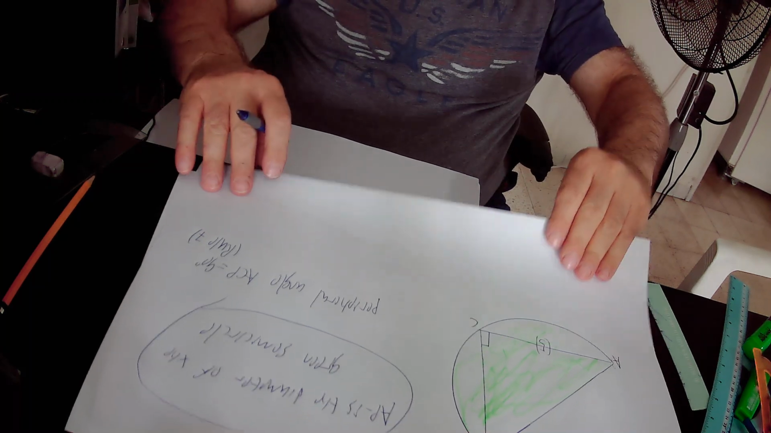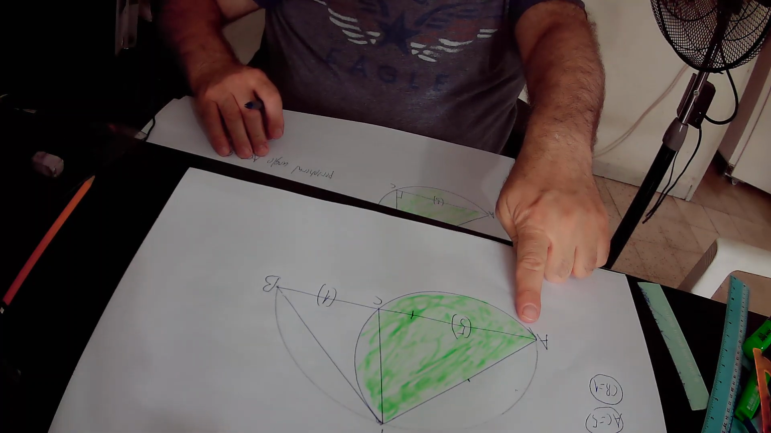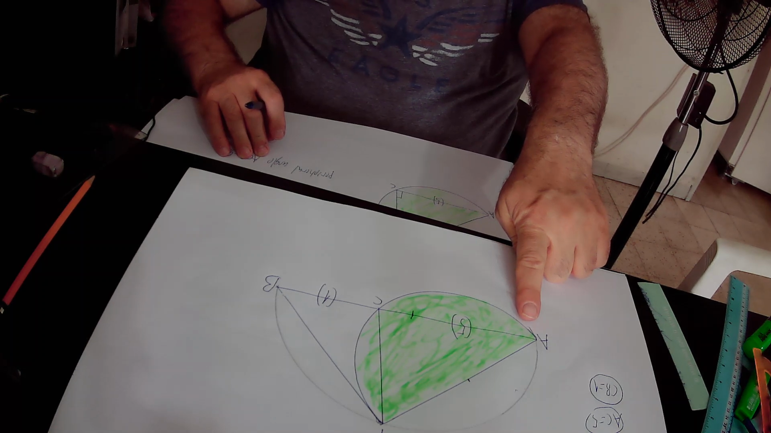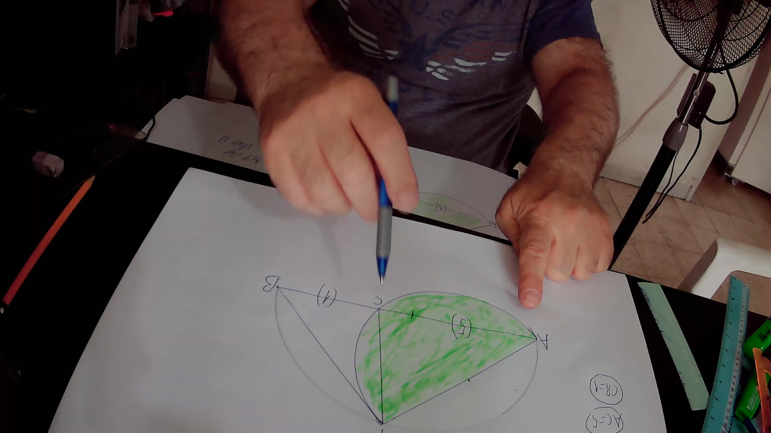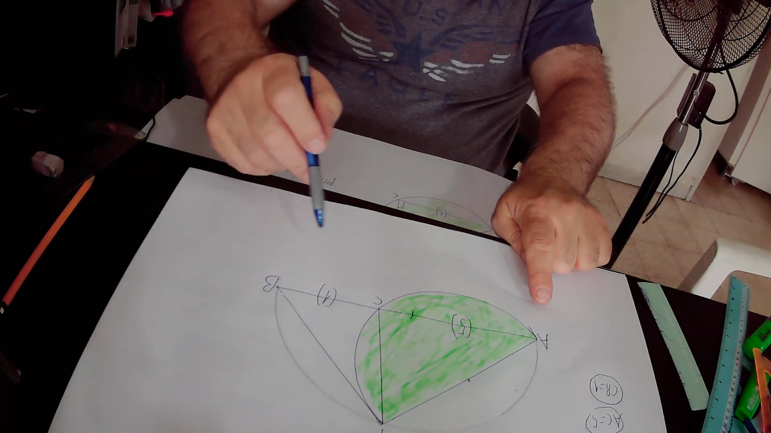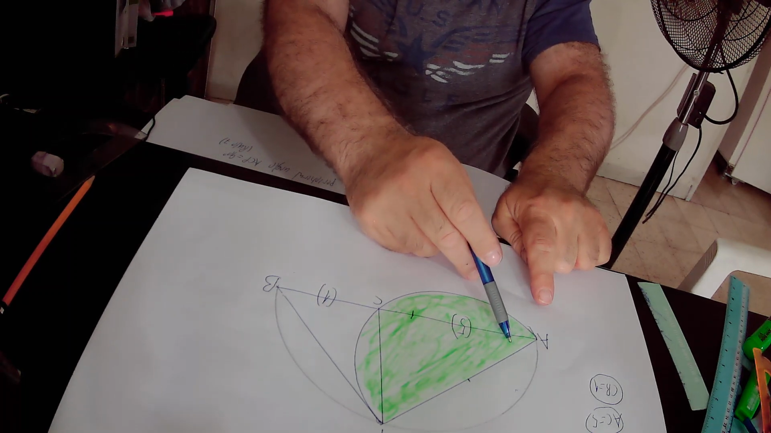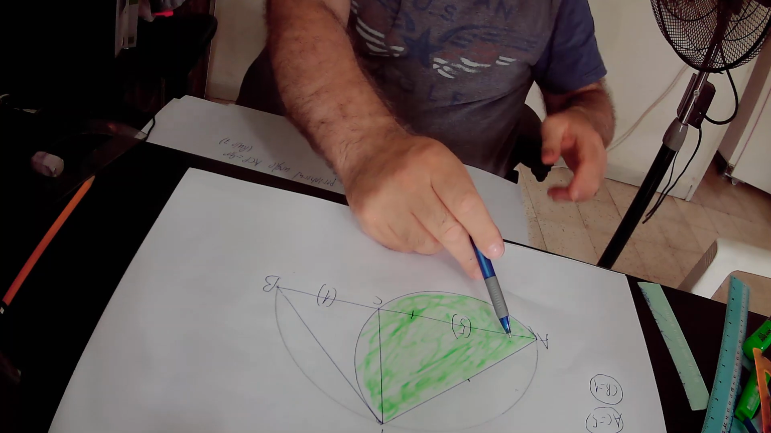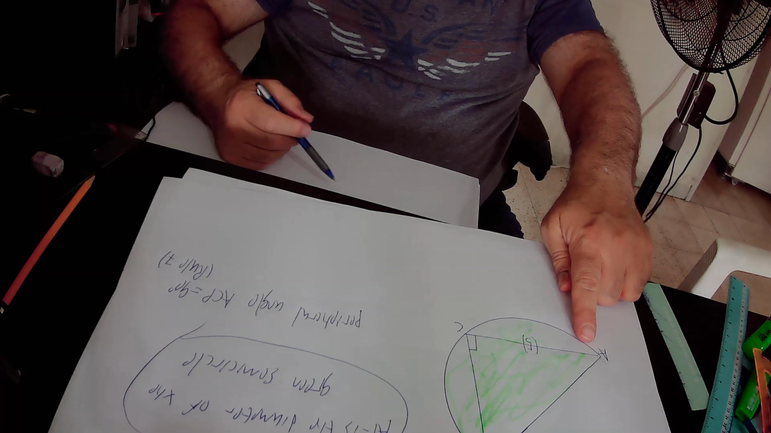Actually, if we look at the original drawing, this angle PAC or PAB is a common angle that belongs to both right triangles. It belongs to the right triangle PCA, and it belongs to the right triangle APB. Okay, so this is a common angle. So we define the common angle. This angle is alpha.